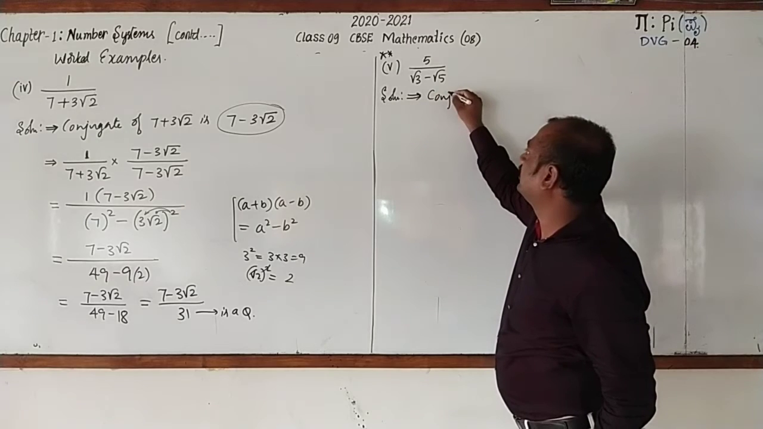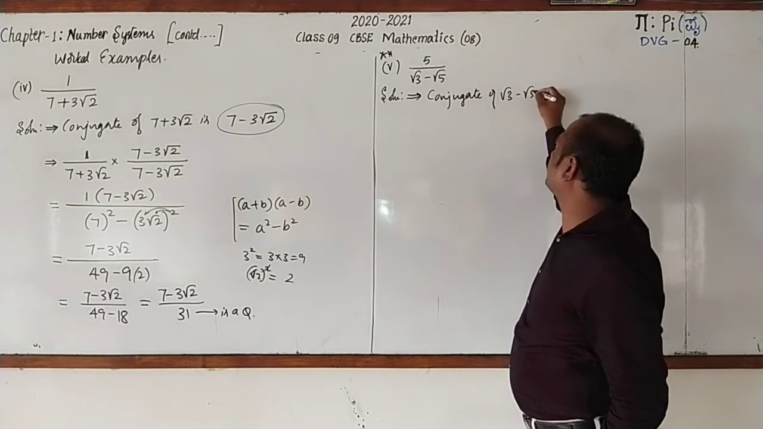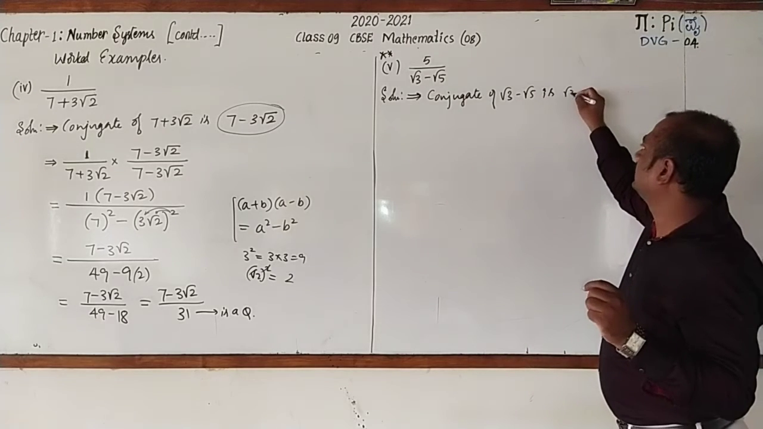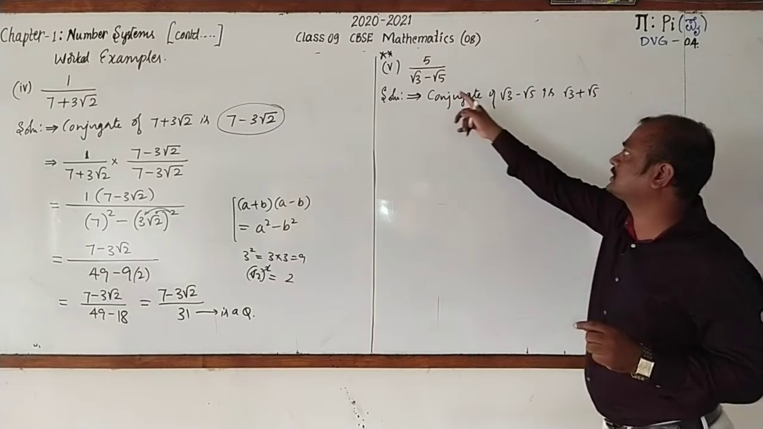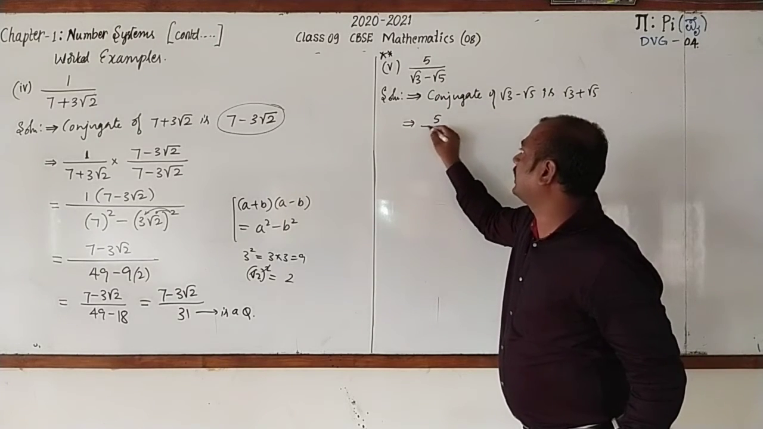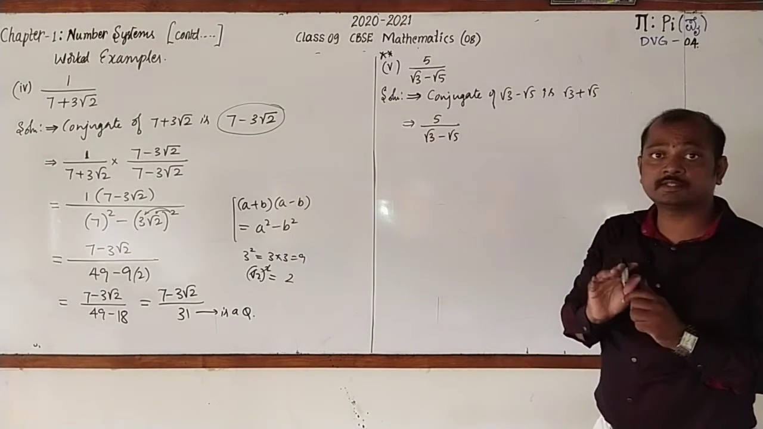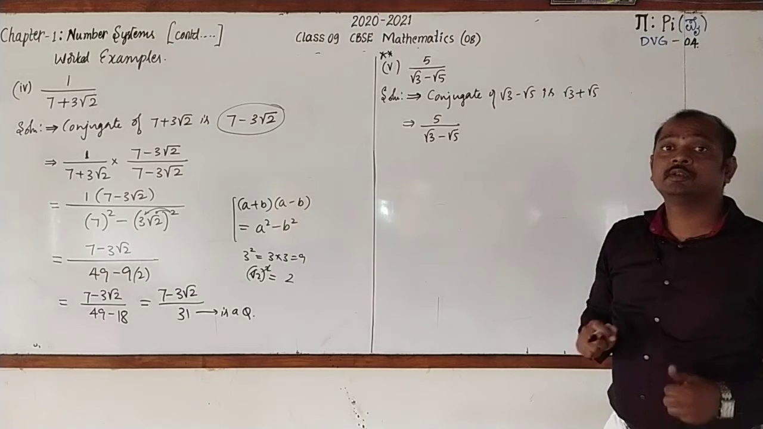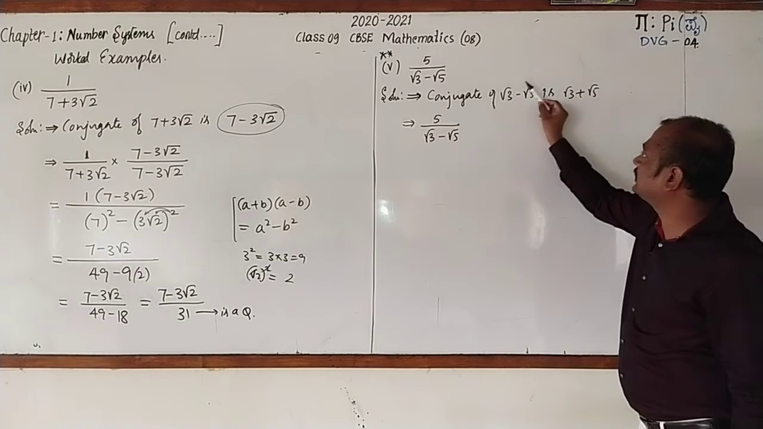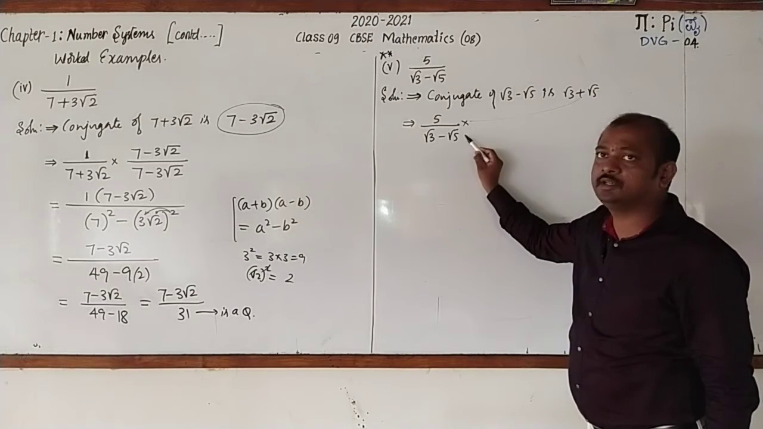Then if it is so, what is the conjugate of root 3 minus root 5? Yes, can you tell? Yes, you are right. Root 3 plus root 5, just changing the sign. Next, in another step, I will write 5 by (root 3 minus root 5) as it is. Next, can you recall what is to be done? This conjugate should be multiplied to the numerator as well as denominator.